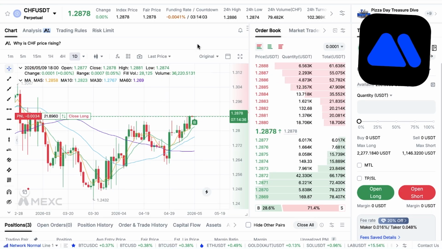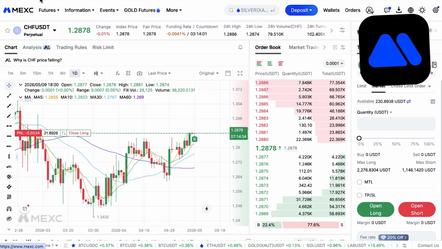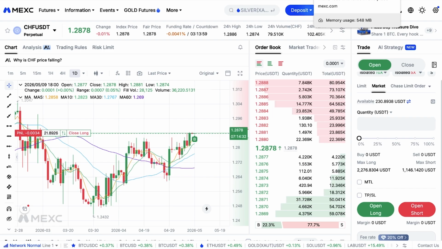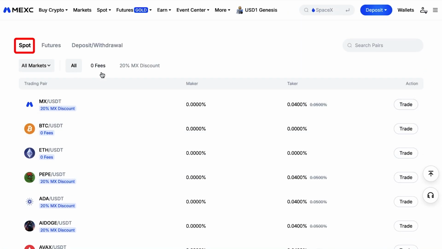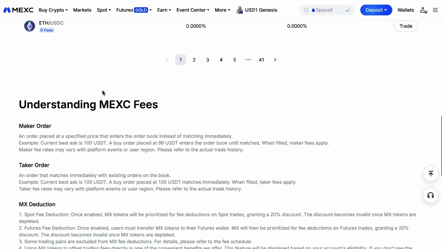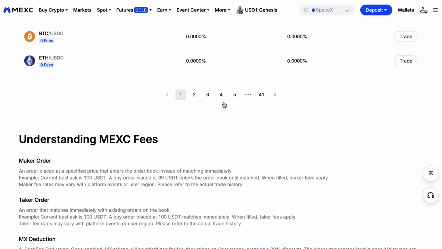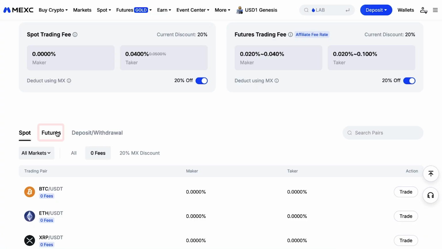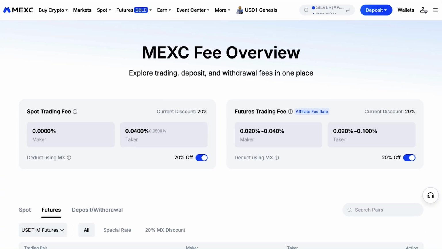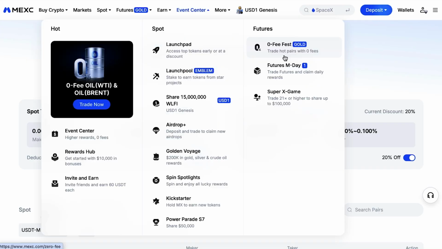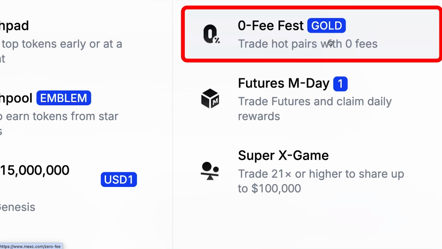Let me show you here MEXC Exchange. They have typically the lowest fees in the entire industry. Just to give you an idea, they have spot trading, many trading pairs with zero fees. In fact, hundreds of trading pairs with zero fees. When we go to futures, they have also typically the lowest fees in the entire industry. You can see here zero fee fast trade hot pairs with zero fees.